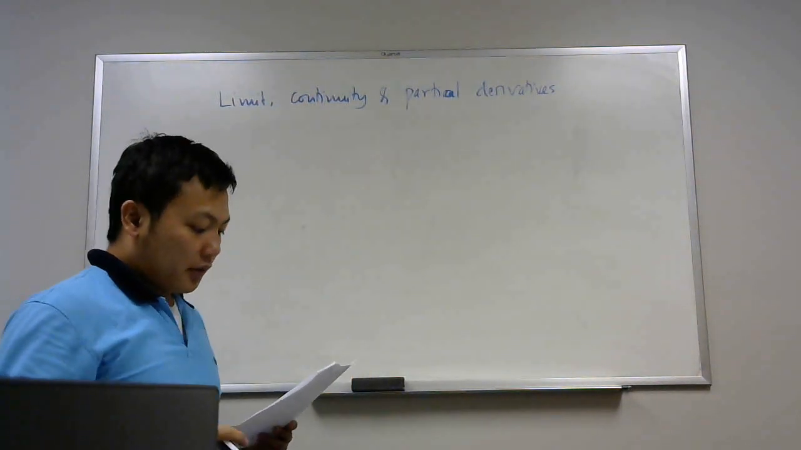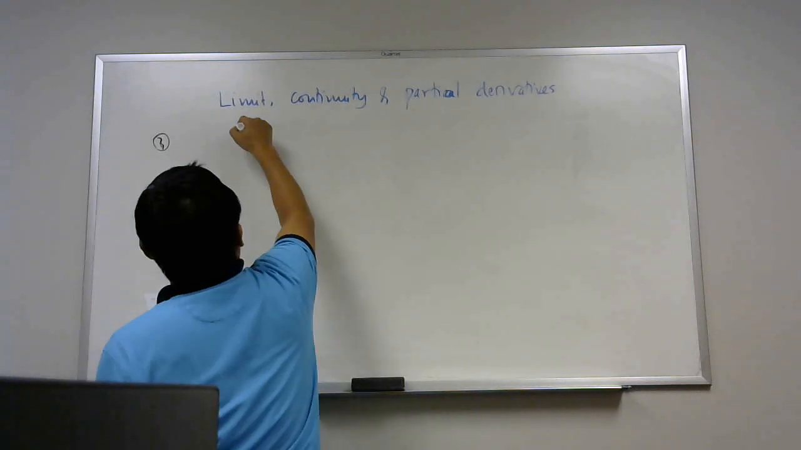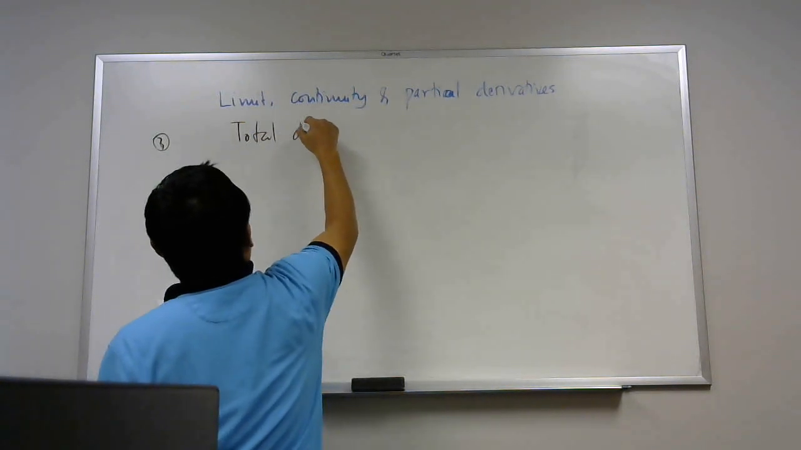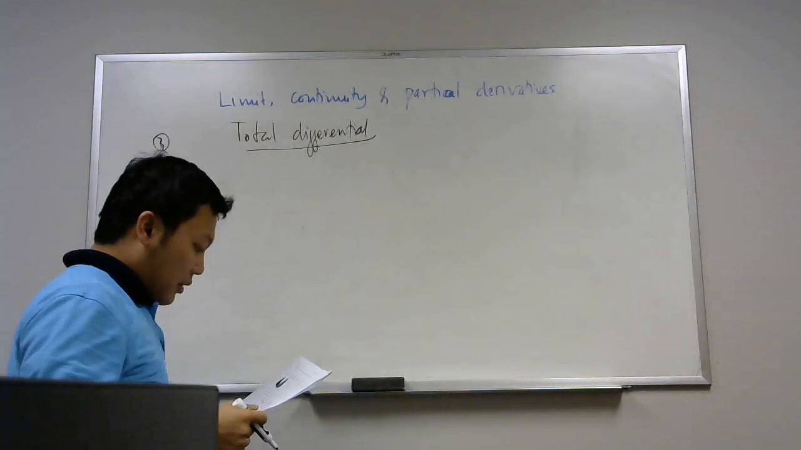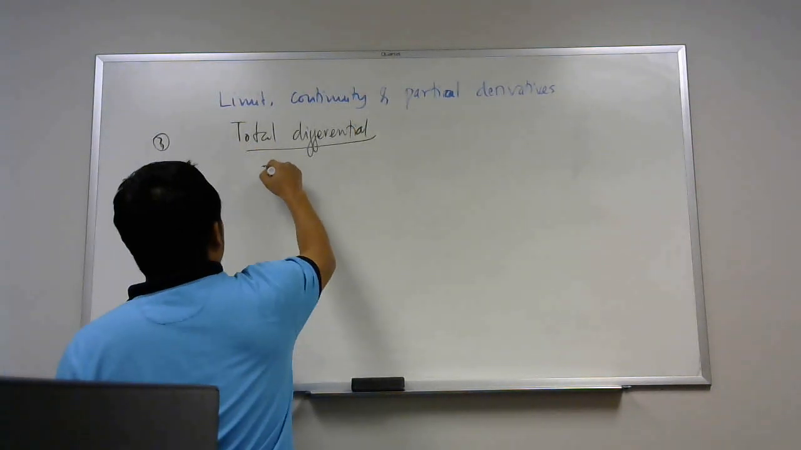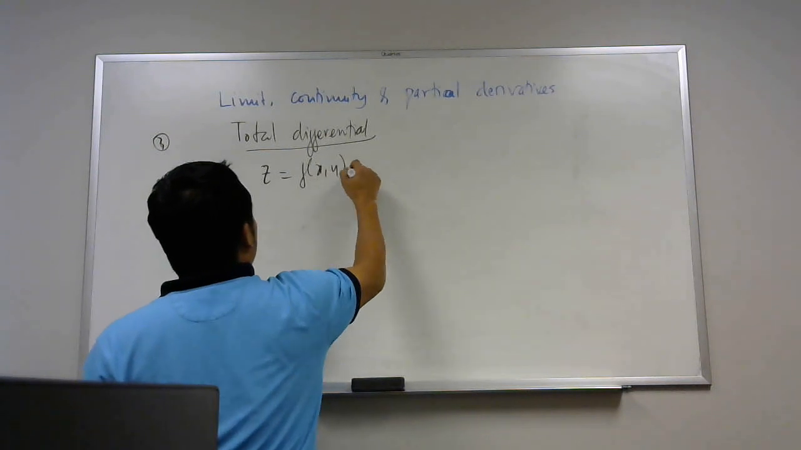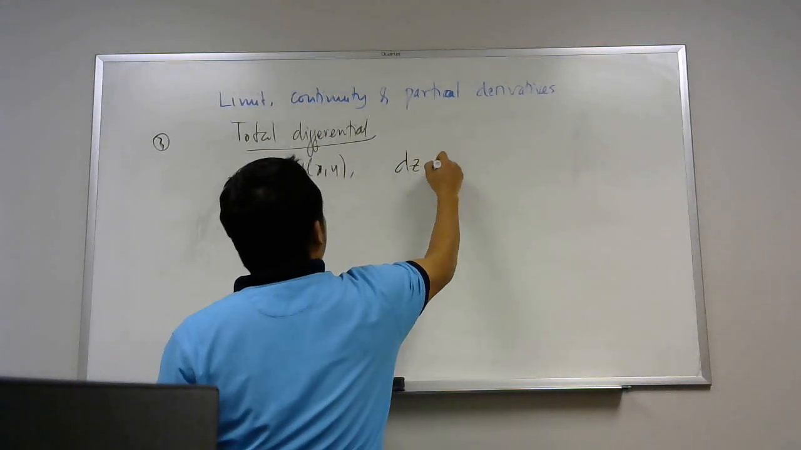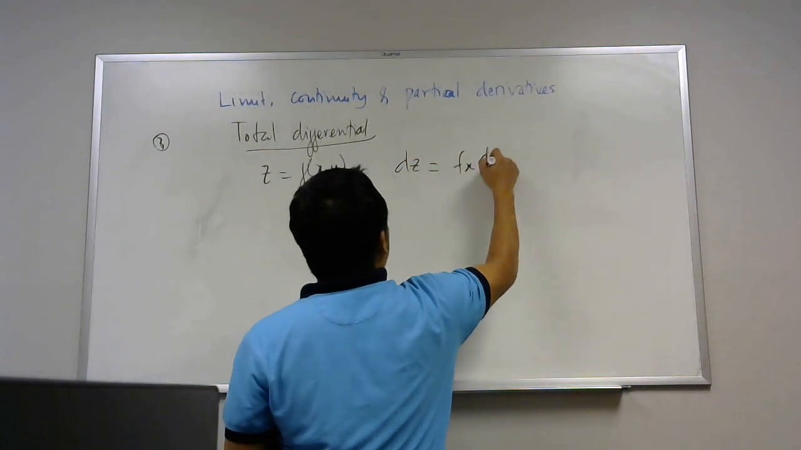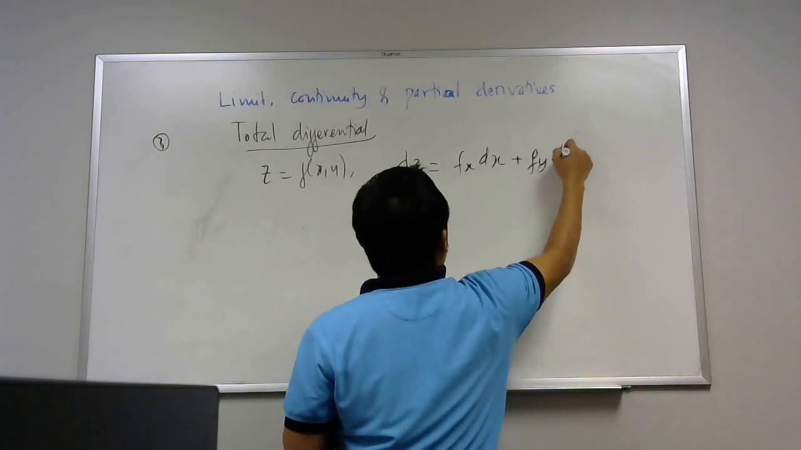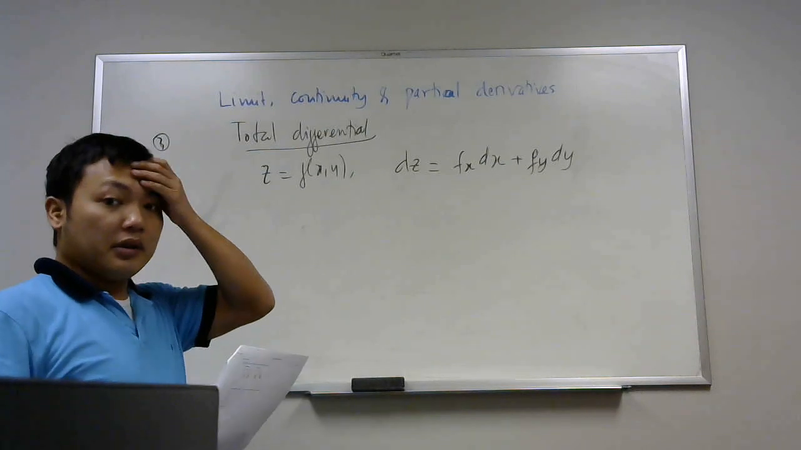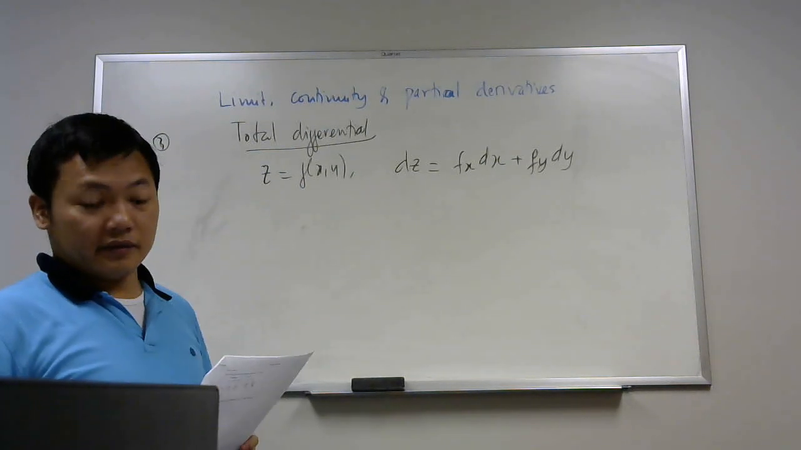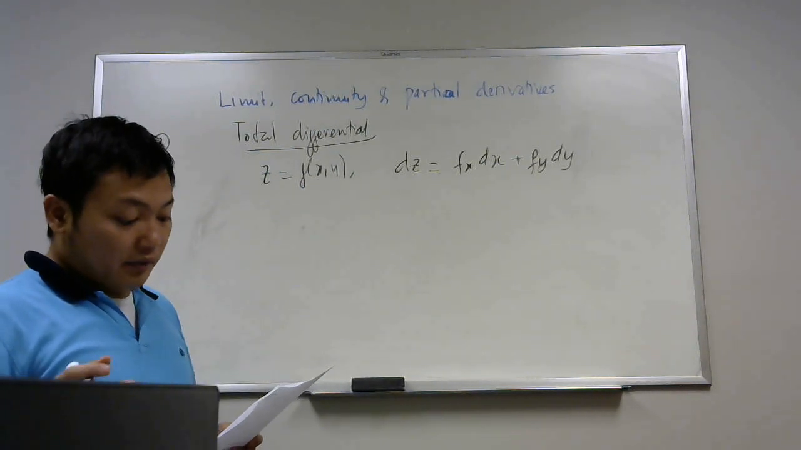Next question, find the total differential. Total differential. So your function is z equal to f of x and y. The total differential is equal to fx dx plus fy dy, right? So basically, in order to find the total differential, you need to find the partial derivative with respect to x and with respect to y.